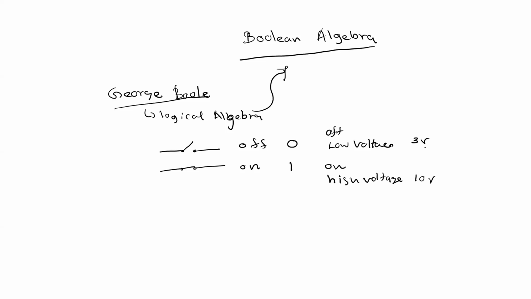So when we compare these two values, 3 is a smaller value and 10 is a higher value. In that sense we may refer to this 3 volts as 0 and this 10 volts as 1. So there may be high and low voltage, or on and off states, to represent these two numbers, to represent these circuits. That's the basic idea behind representing circuits with the help of this notation.